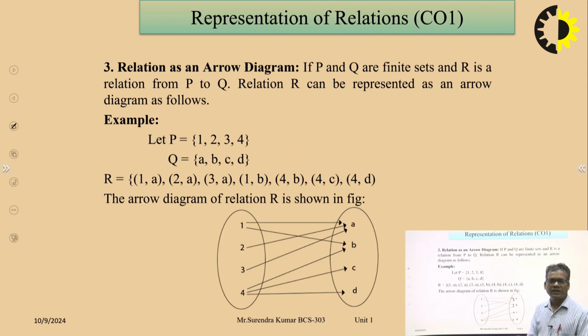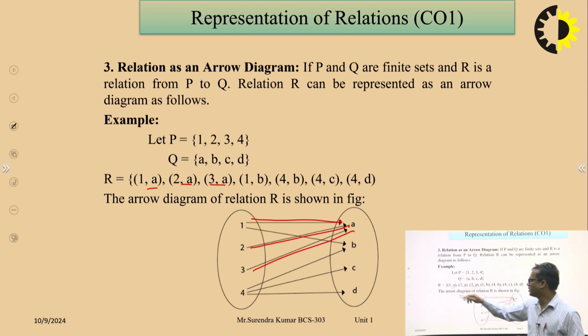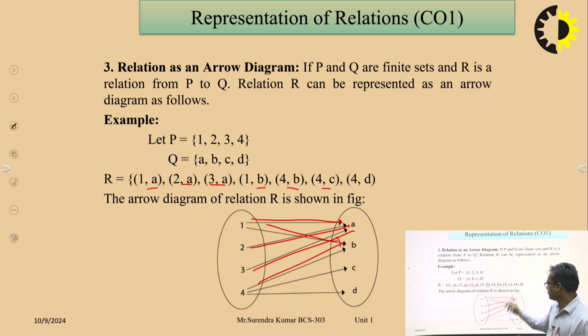The relation can also be shown as an arrow diagram. You will have 2 sets, A and B, or P and Q, and you show 1 related to A, 2 related to A, 3 related to A. So these are 3 ordered pairs. Then 1 to B, 4 to B, 4 to C, and 4 to D. In this way, you can represent a relation as an arrow diagram, right?